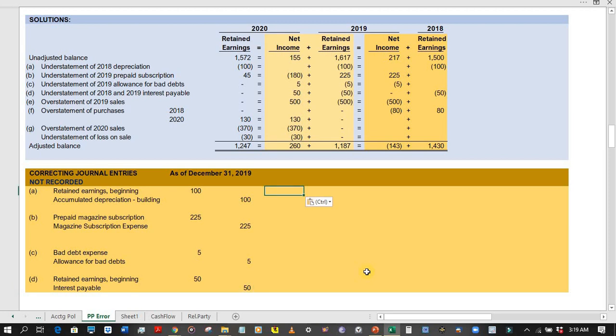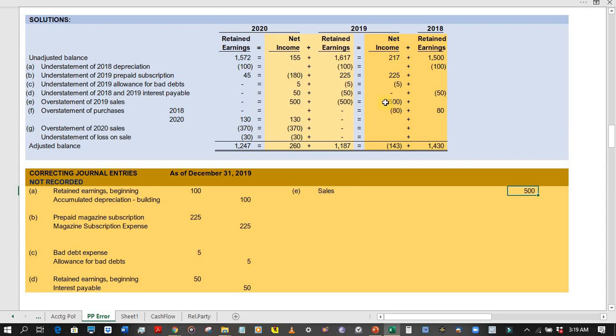Now let us proceed to letter E. The letter E correcting journal entry pertains to the overstatement of 2019 sales. Looking at these two columns, only net income has an adjustment, and this is a decrease in net income. To decrease net income requires a debit to a nominal account, and the nominal account to be debited is sales for 500 pesos.